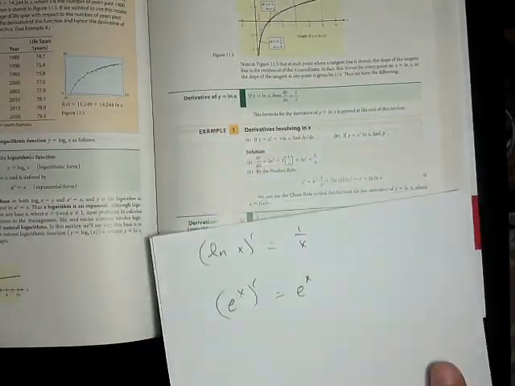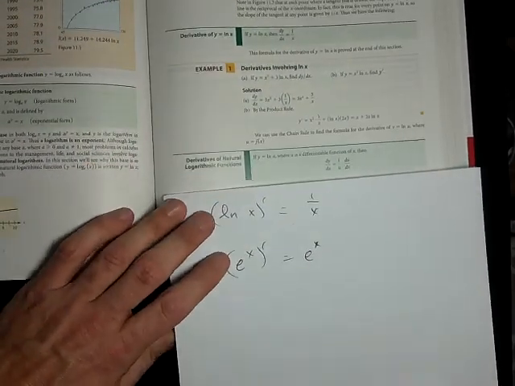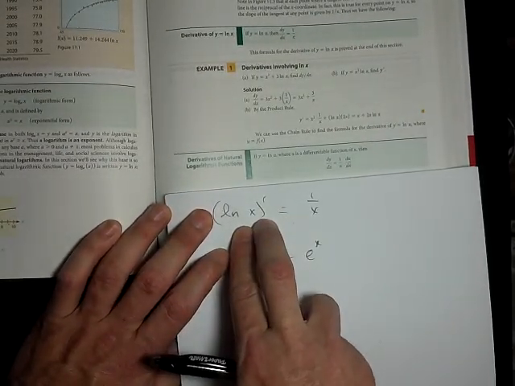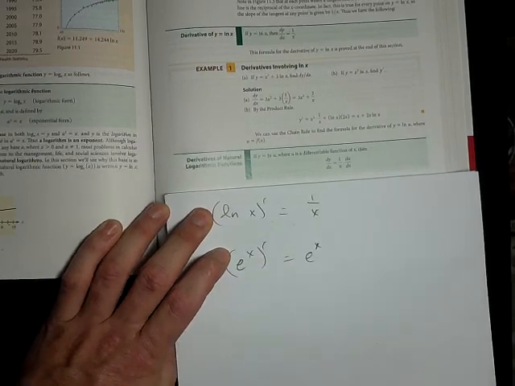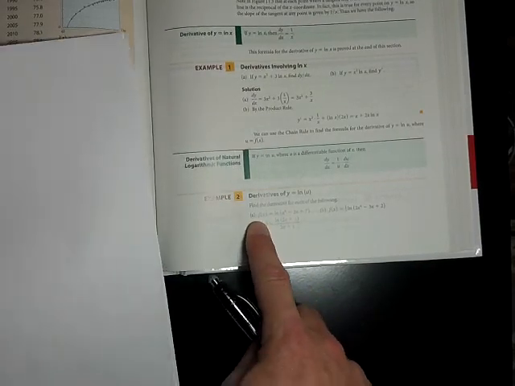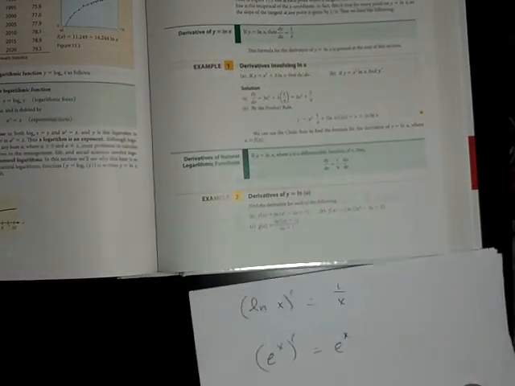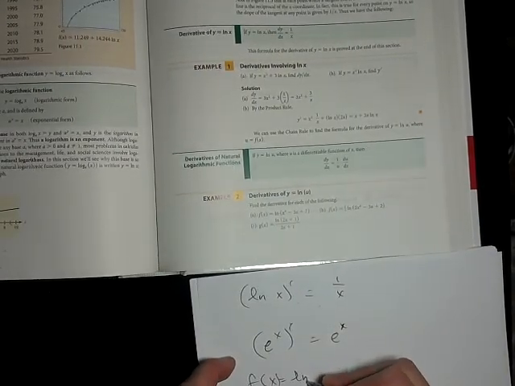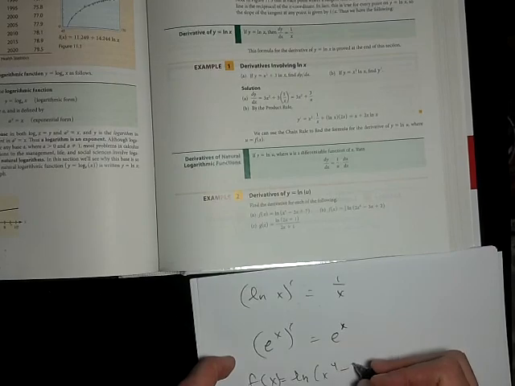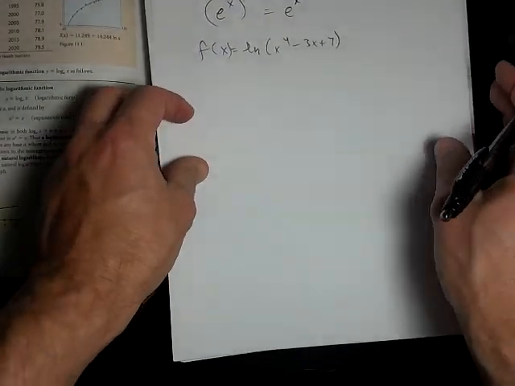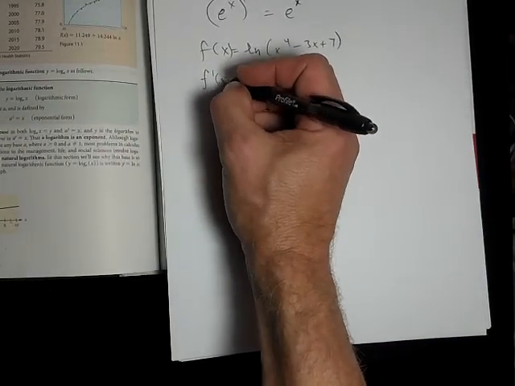So anyway, let's say we don't want to take the derivative of natural log of x, we want to take the derivative of something a little bit different than that. We use the chain rule. So here is an example. Example 2a, which says f of x is equal to the natural log of x to the 4th minus 3x plus 7. And we want the derivative of that.